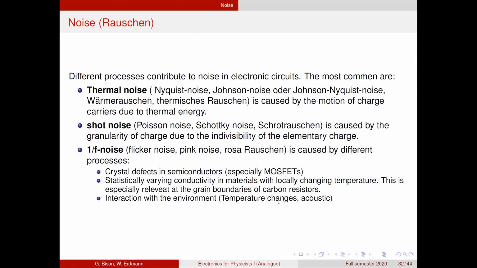Or also the interaction with the environment, like temperature or acoustics. Some materials change their conductivity depending on pressure. And so if you have a pressure wave coming from the outside, it can be that it changes the conductivity of your signal.